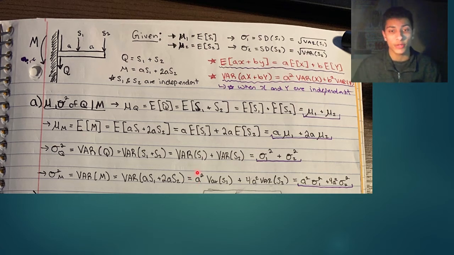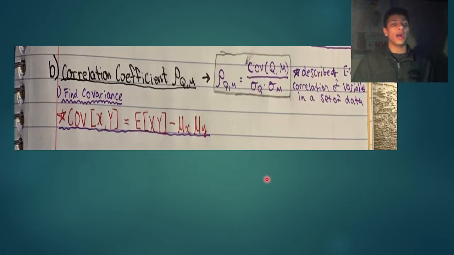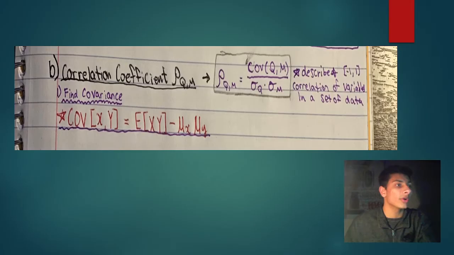So we have A squared times the variance of S1 here, and we have 2A squared, which is going to be 4A squared. 2 squared A squared, which is 4A squared. And that is going to give us our variance of M as A squared sigma 1 squared plus 4A squared sigma 2 squared. So next in this question, we're asked to find the correlation coefficient.